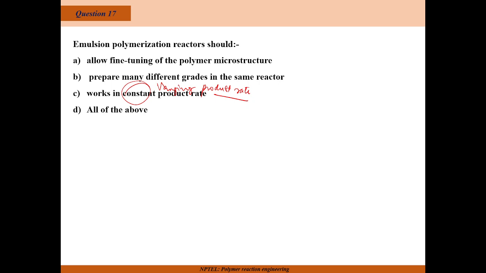The statement given here is that it works in constant product rate. But here the option A is correct. As we discussed in the lecture also, one of the demerits that we will be facing is that it cannot work in a constant product rate; it basically works in a varying product rate. So the answer to this question is option A and option B.